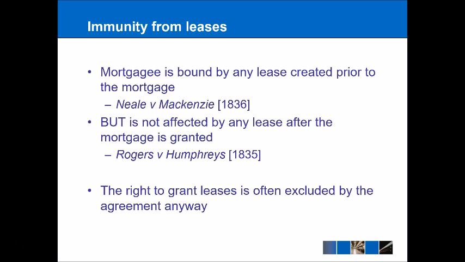So one of the things I talked about is immunity from leases. This isn't universal, because the mortgagee is bound by any lease created prior to the mortgage, as per Neal and Mackenzie in 1836. But they're not affected by any lease after the mortgage is granted. That comes from Rogers and Humphrey.